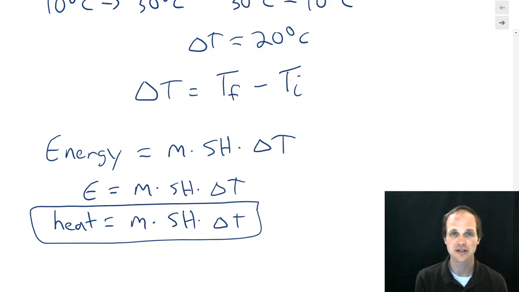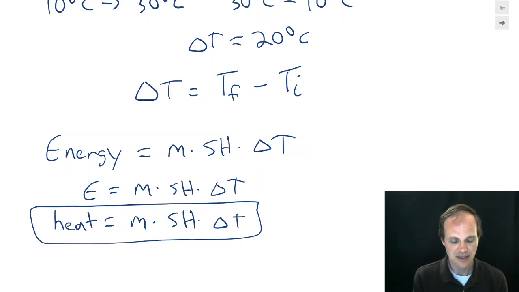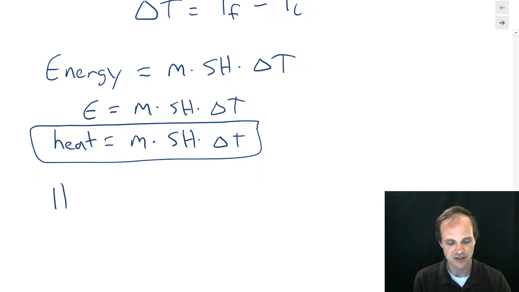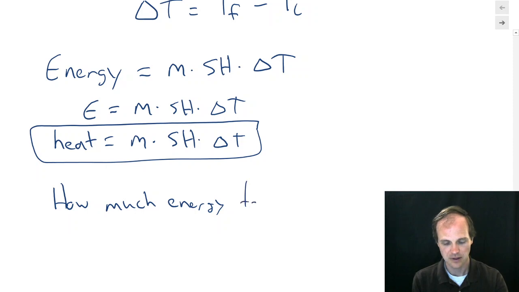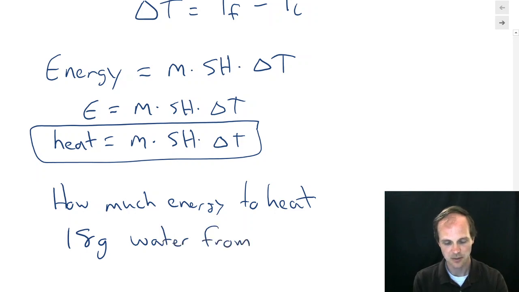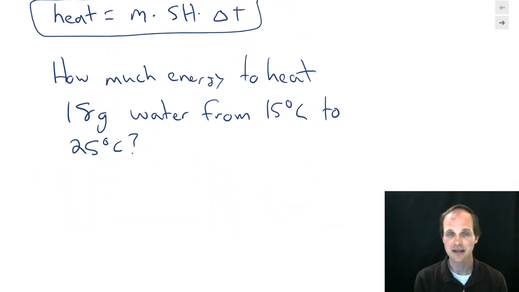This is an important equation called the heat equation that we're going to use a lot when we talk about how much energy it takes to do something when we change temperature. So heat is mass times specific heat times delta T. So for example, if I wanted to know how much energy it takes to heat 18 grams of water from 15 degrees Celsius to 25 degrees Celsius, I could use my heat equation.